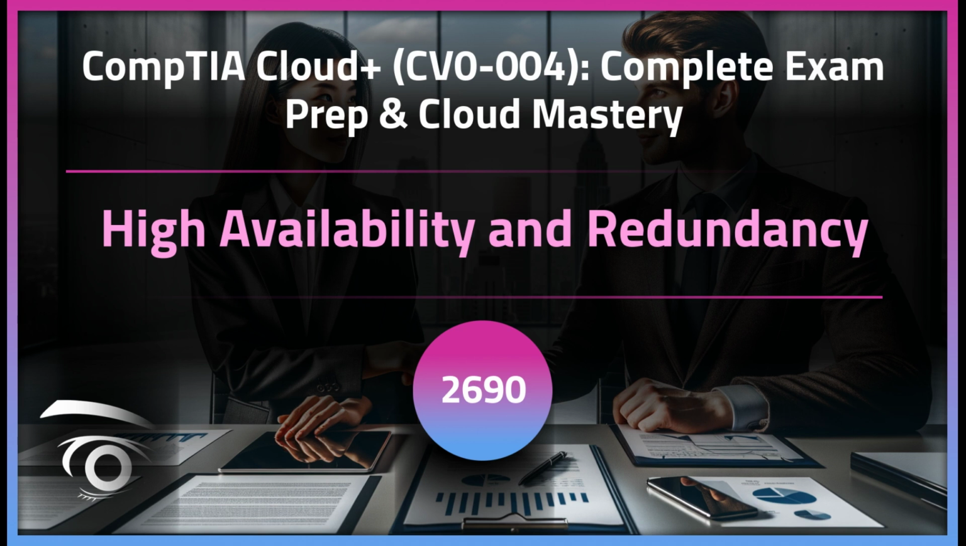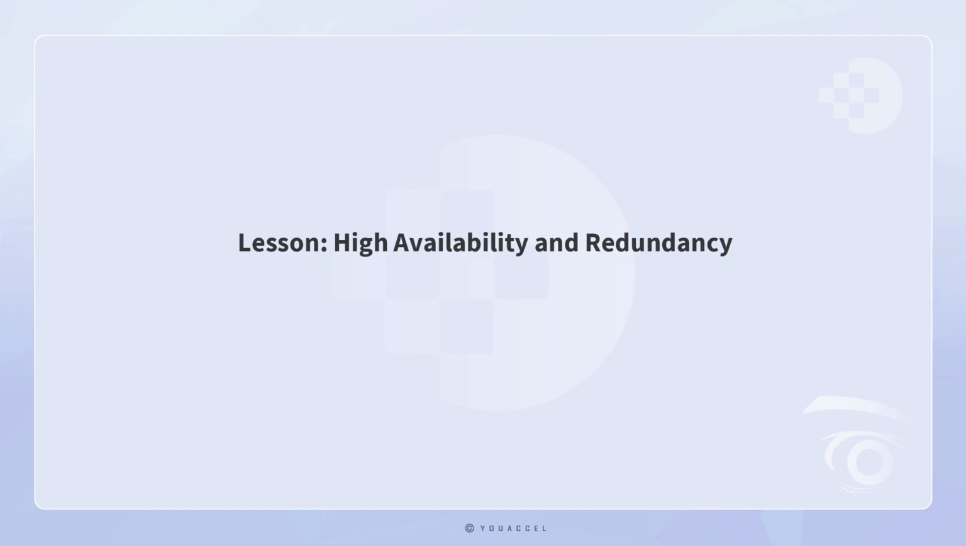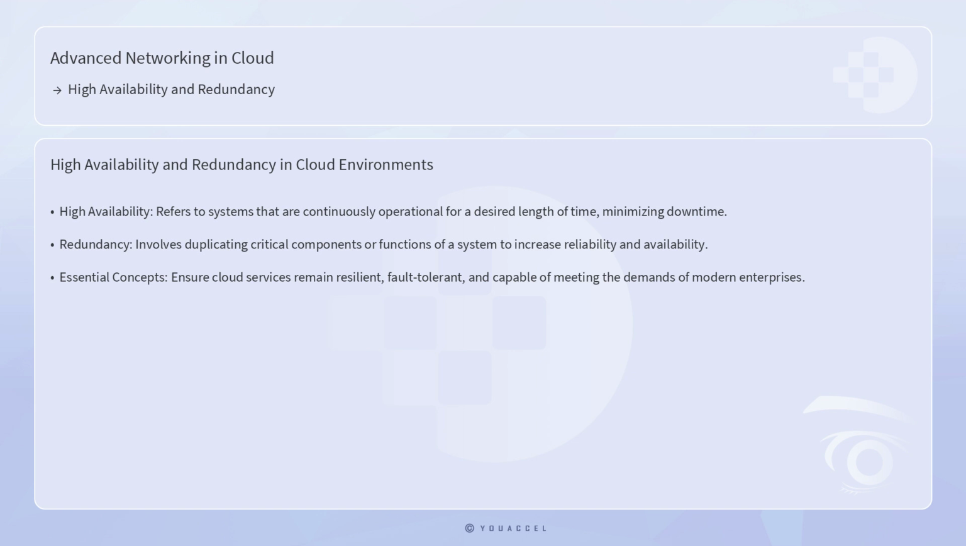Let's proceed with the lesson. Lesson: High Availability and Redundancy. High availability and redundancy are critical components in advanced networking within cloud environments, particularly for those pursuing mastery in CompTIA Cloud Plus. High availability refers to systems that are continuously operational for a desired length of time, minimizing downtime.